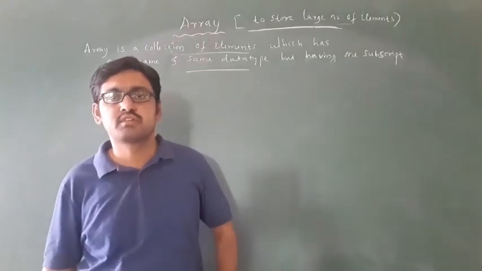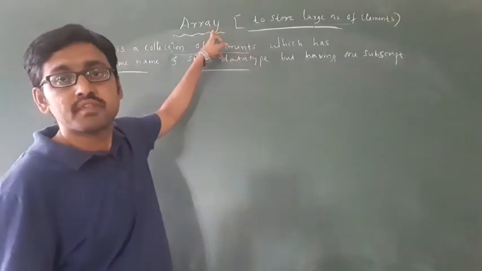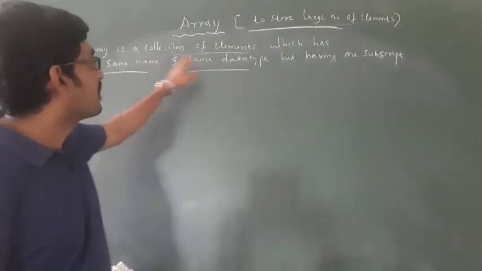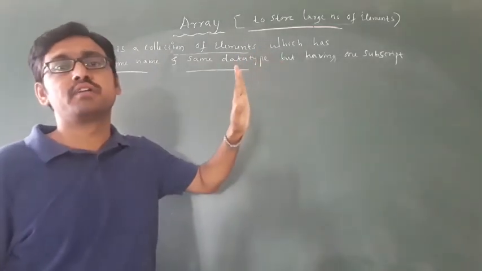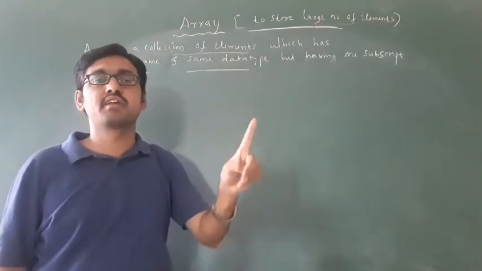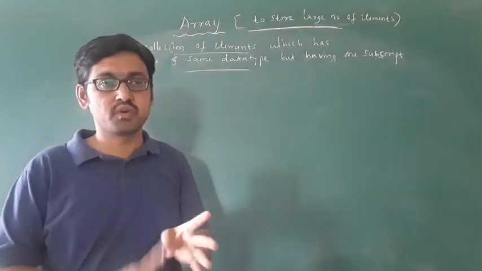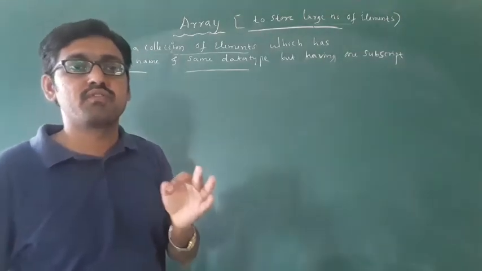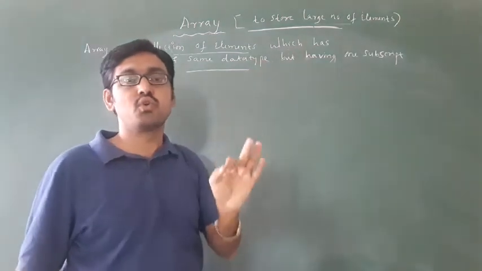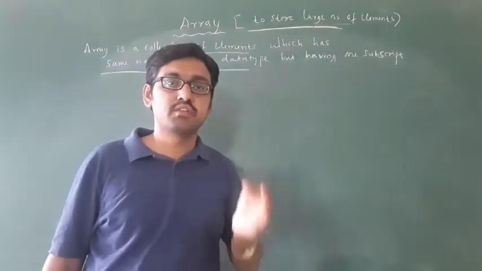Good morning, dear students. In the last class we discussed the topic of arrays. So you know array. Array means what? Array is a collection of elements, or a group of elements, which has the same name and same data type. Always an array has the same name, same data type, and it always has a subscript. Then what is the main use of an array? Array is used to store a large number of elements. To store a large number of elements, we have to use an array. Okay, last class we discussed this.